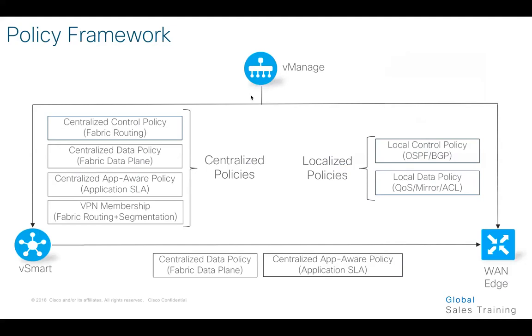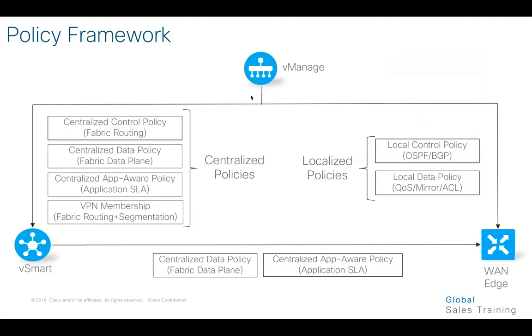The centralized policies are pushed from the vSmart controller all the way to the WAN edge device, and the local policies stay in the box, where you define local policies and call them into one of your templates. Centralized policies can be for one site or for multiple sites. Localized policy is local to you, and it's going to be applicable to you only.